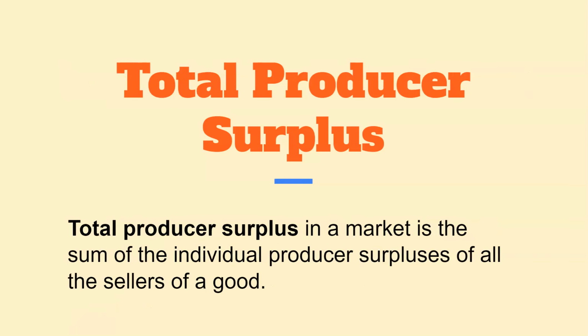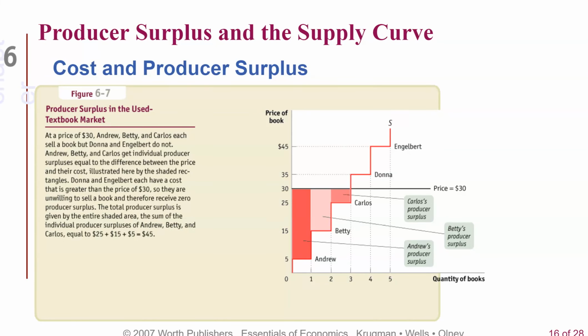Now, if we add up all of the different individual producer surpluses, we would get the total producer surplus. This is all of the individual producers adding up their surpluses to get the overall producer surplus. If we see the book being sold for $30, notice Andrew has a significant producer surplus of $25, Betty $15, Carlos $5, and it adds up to a producer surplus of $45.